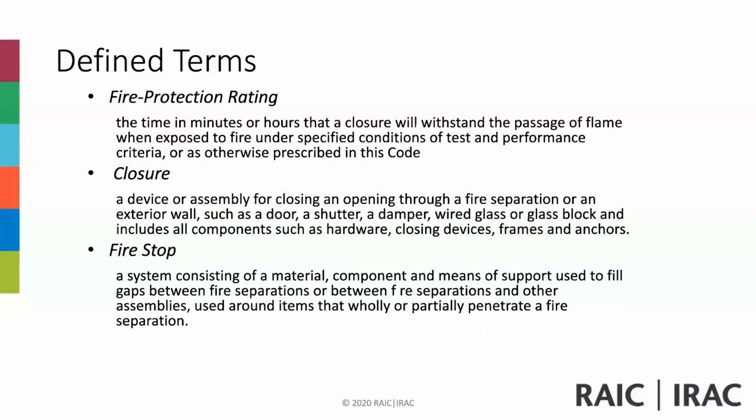Fire protection rating. Now we can differentiate between fire protection resistance and fire protection rating. Fire protection resistance is for assemblies. Fire protection rating is for closures and fire stops. And the closures being openings that are the doors, shutters, dampers, windows, wired glass, glass block, fire resistance glass, fire rated glass, or fire protection rated glass.